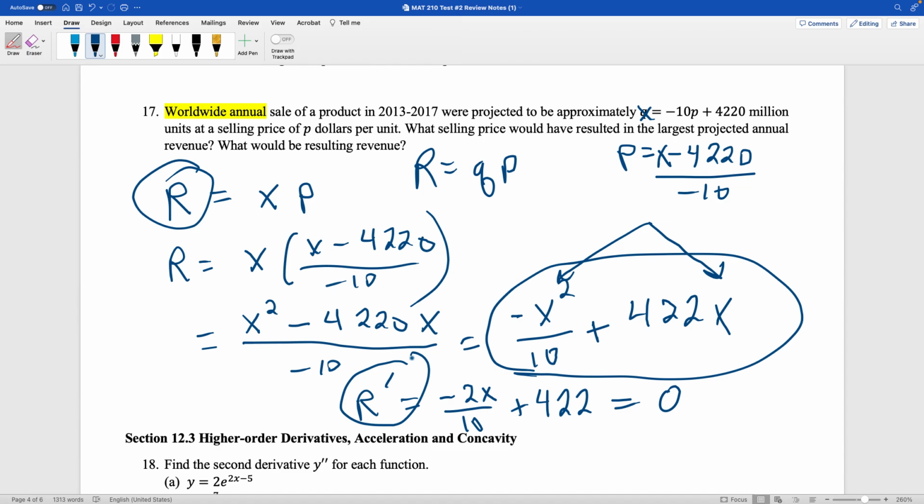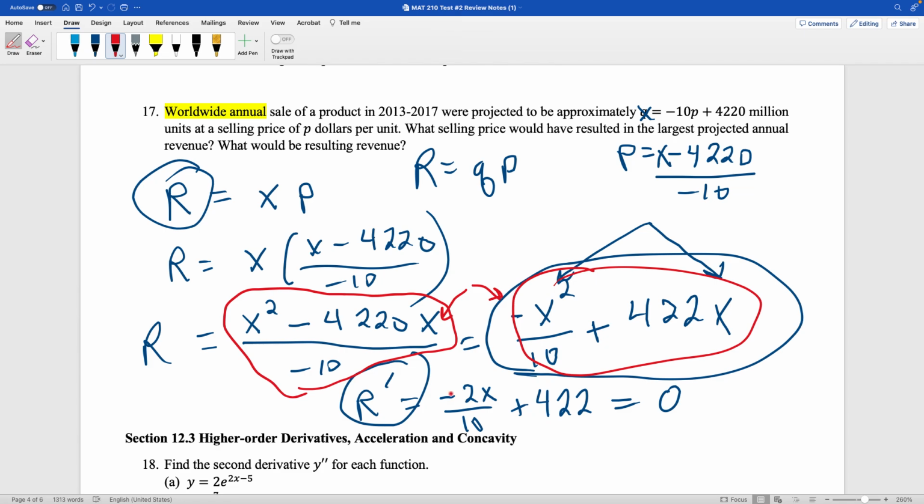So do you plug it into P equals X minus 4,222 divided by 10, or do you plug it into the one in the question? Either of these, this is just algebra, this is the same thing as this one. So you could put it into either one of these, and it will give you the same value. But not the one that's in the question, because that just says I give you the price, you give me the quantity. That's not revenue yet. So you've got to remember that.